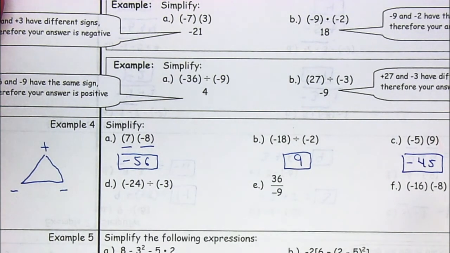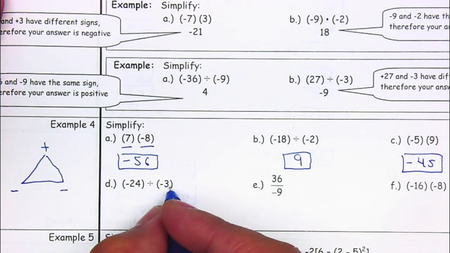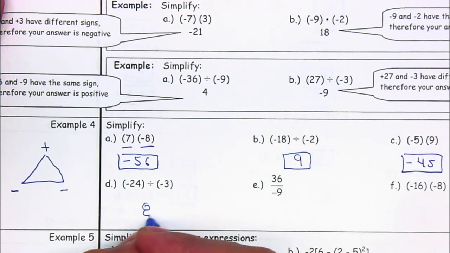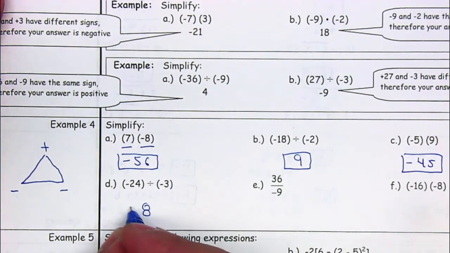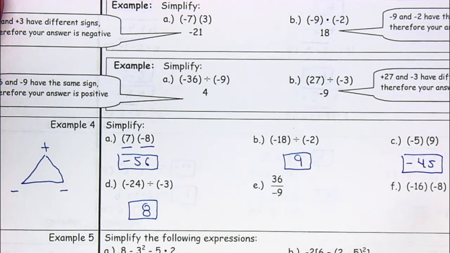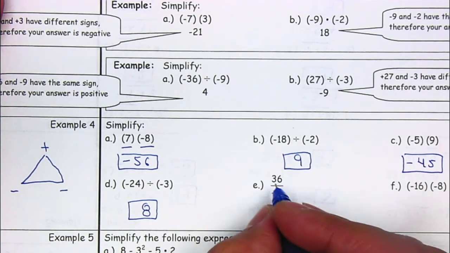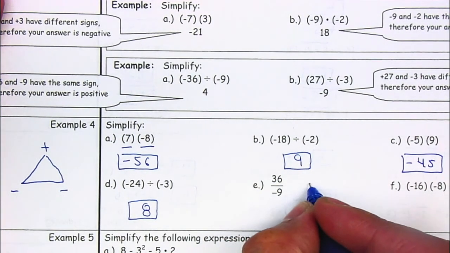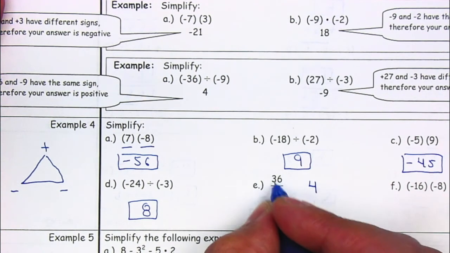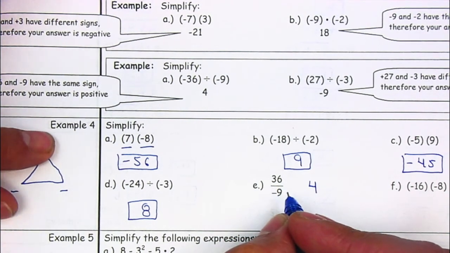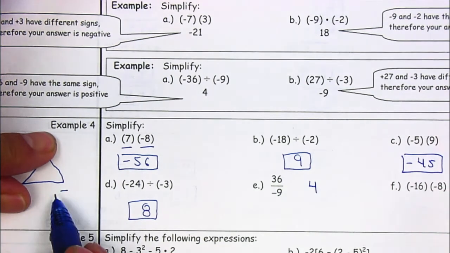For letter D, we are dividing. 24 divided by 3 is 8. Negative divided by negative is a positive. Letter E, 36 divided by 9 is 4. Positive divided by negative, your answer will be negative.